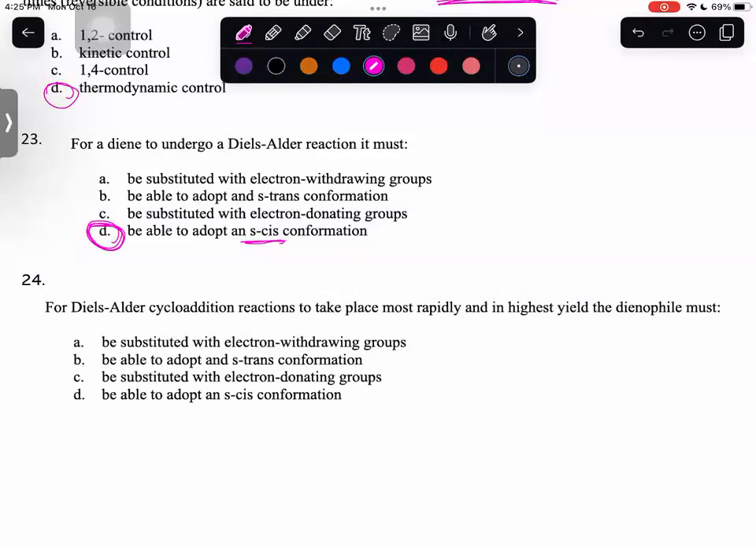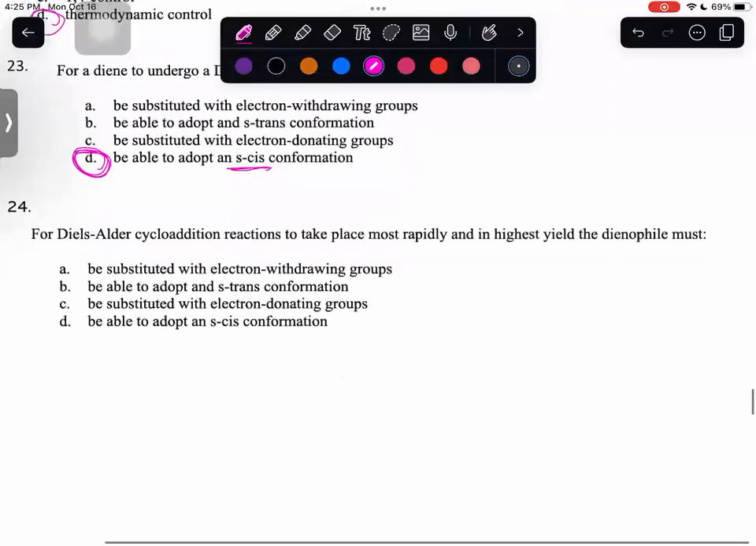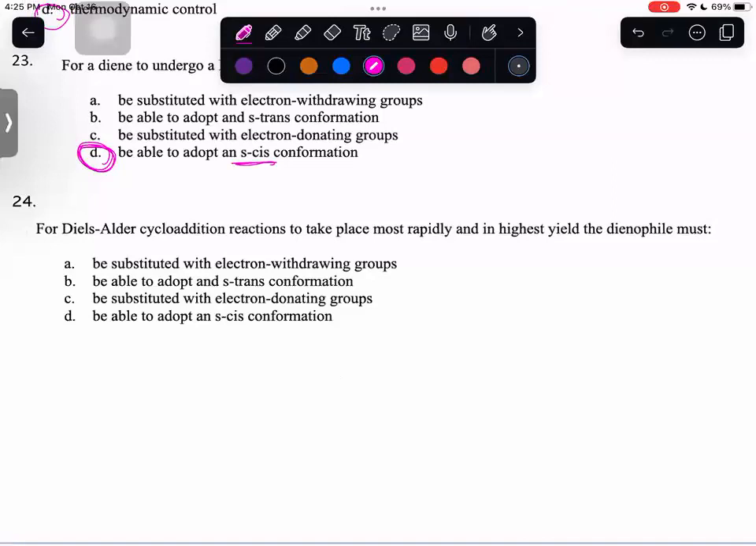Read the question carefully. Question 24. Yes, you're right. But whenever we're talking about temperatures, I would just focus on kinetic and thermal. 1, 2, and 4, they're not really telling you anything. Okay, answer for 24. Oh, okay, we have two different answers.